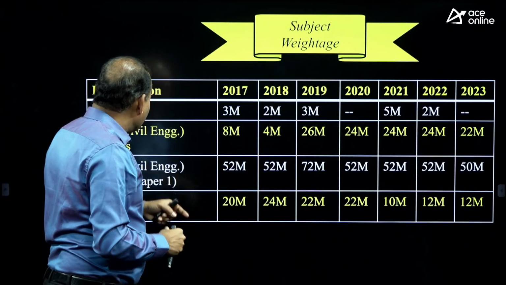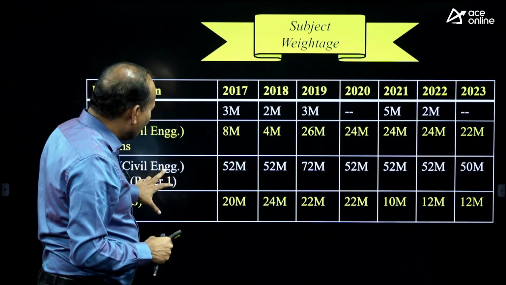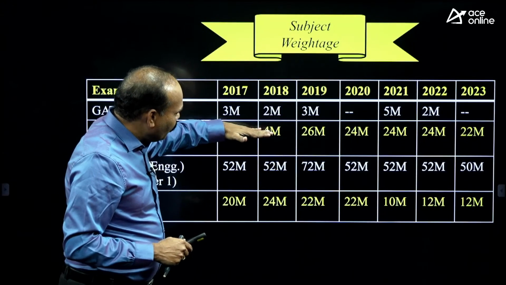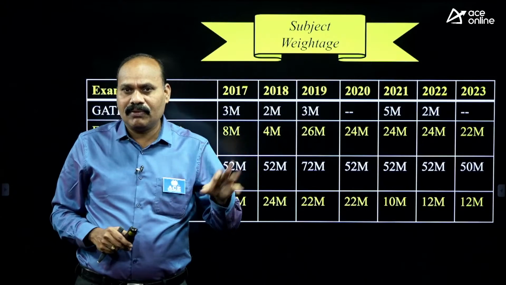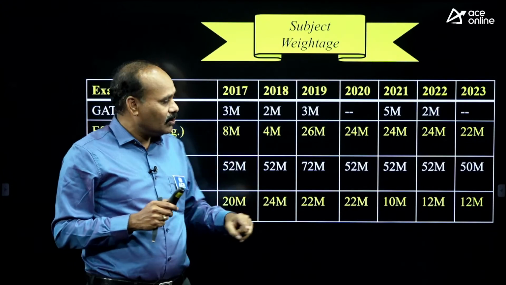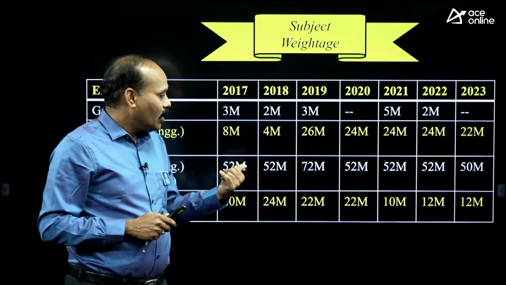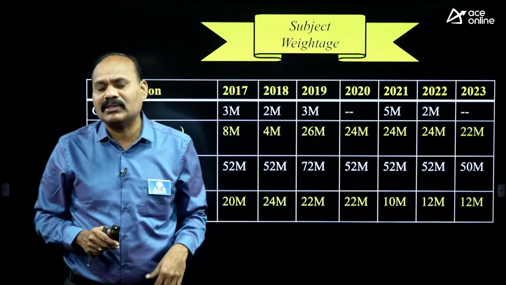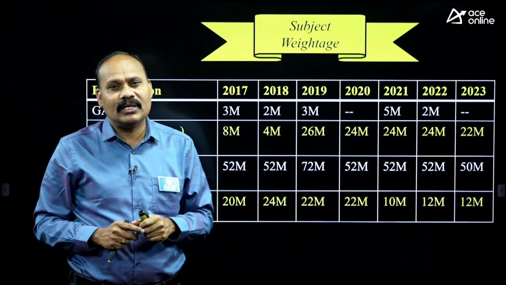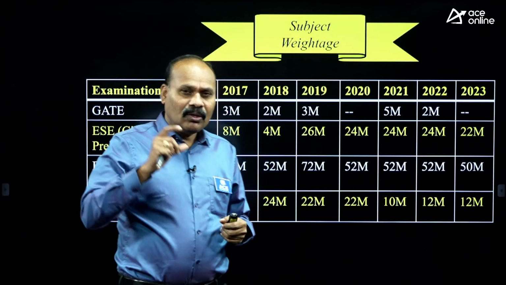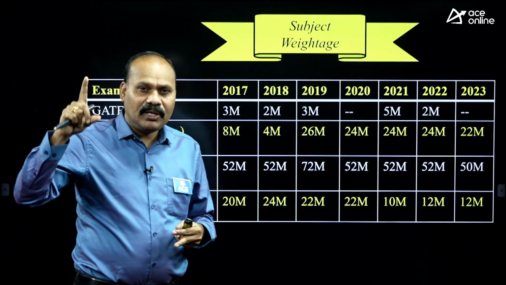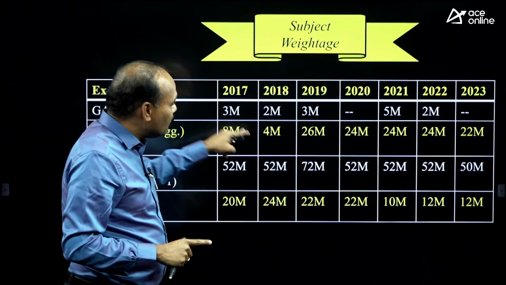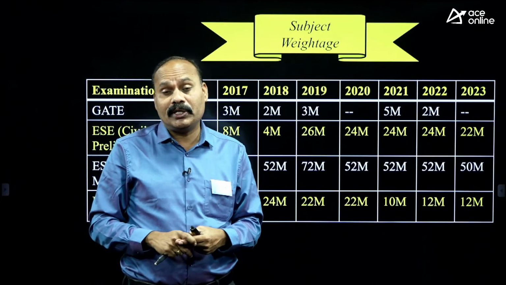And coming to mains. Why should I talk about mains right now? If you complete this 30 hours course, you can manage even mains. In mains, see the weightage: 52, 52, 70, 50, a minimum of 50 marks you will get from ESE mains. So what is the beauty here? In ESE mains you can score maybe 50 marks, and in ESE prelims you can score 20 to 22 marks.